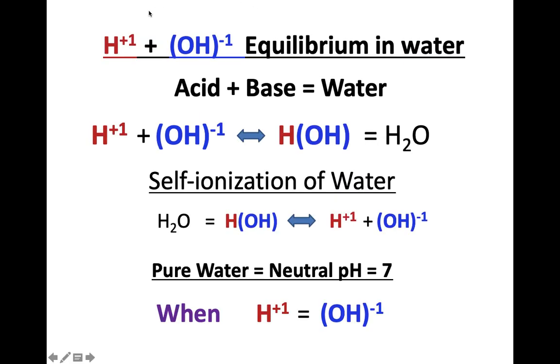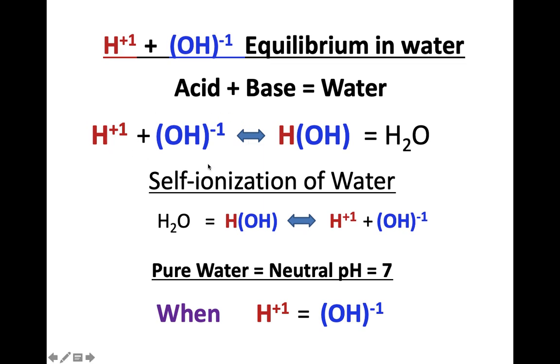Now, here we have in detail the H plus the OH in water. So we know acids and bases make water. So the H plus the OH reacts to make HOH, which is H2O, which is water. Now, notice this is a double arrow. This is an equilibrium.